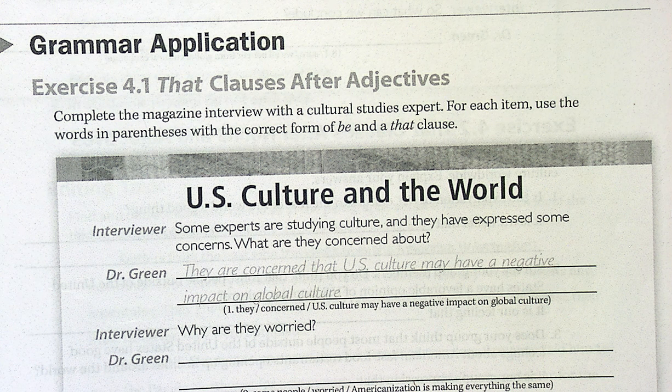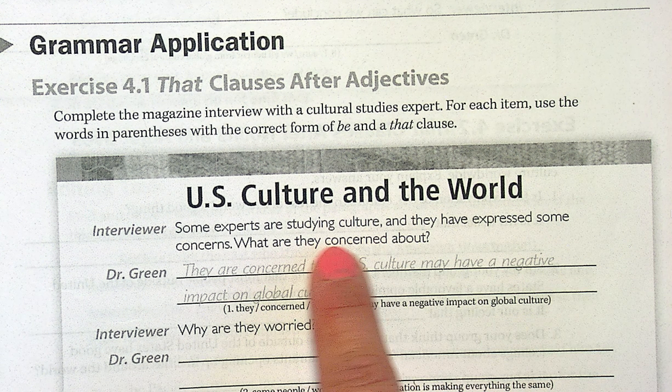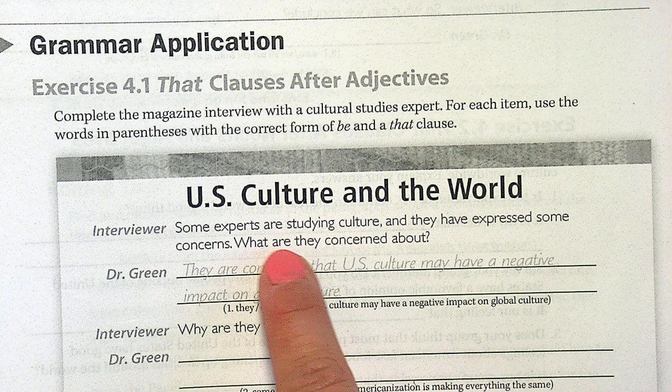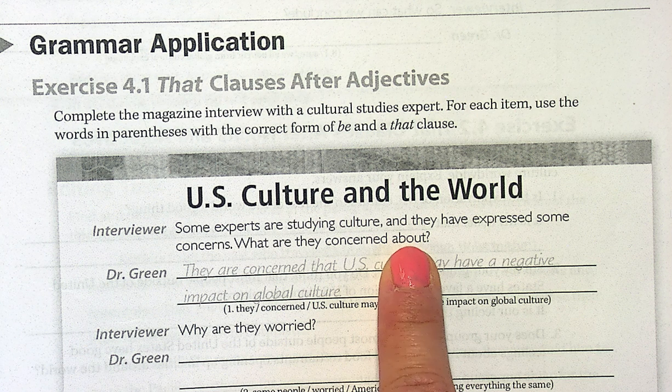In this practice, one other thing that you want to be aware of is this question, what are they concerned about? If you have studied passive grammar, you should know that many passive adjectives have a preposition that they go with. I am concerned about something. I am concerned about the weather. I am concerned about my grades. I am concerned about the environment. Concerned about goes with a noun.